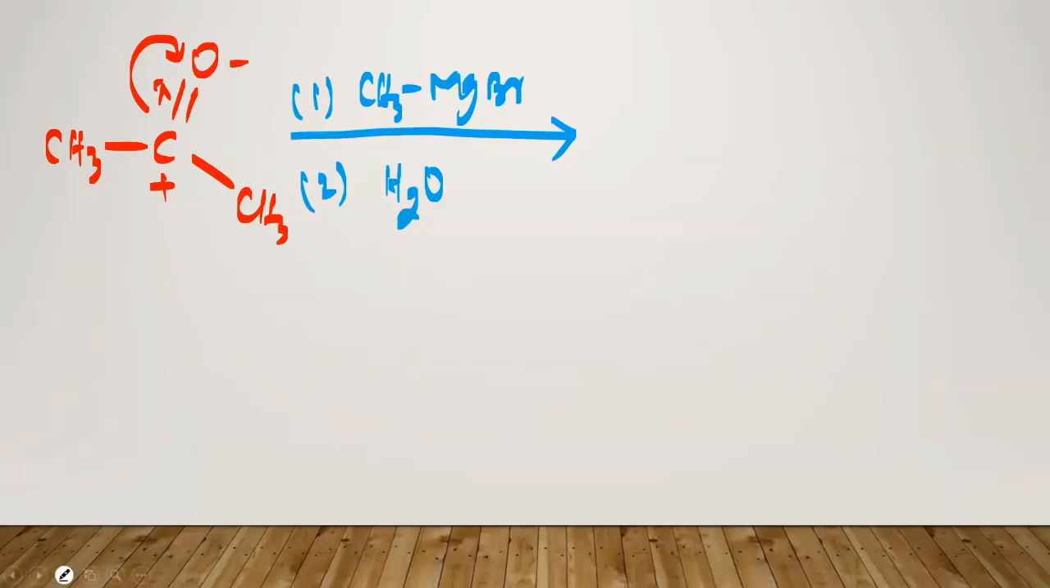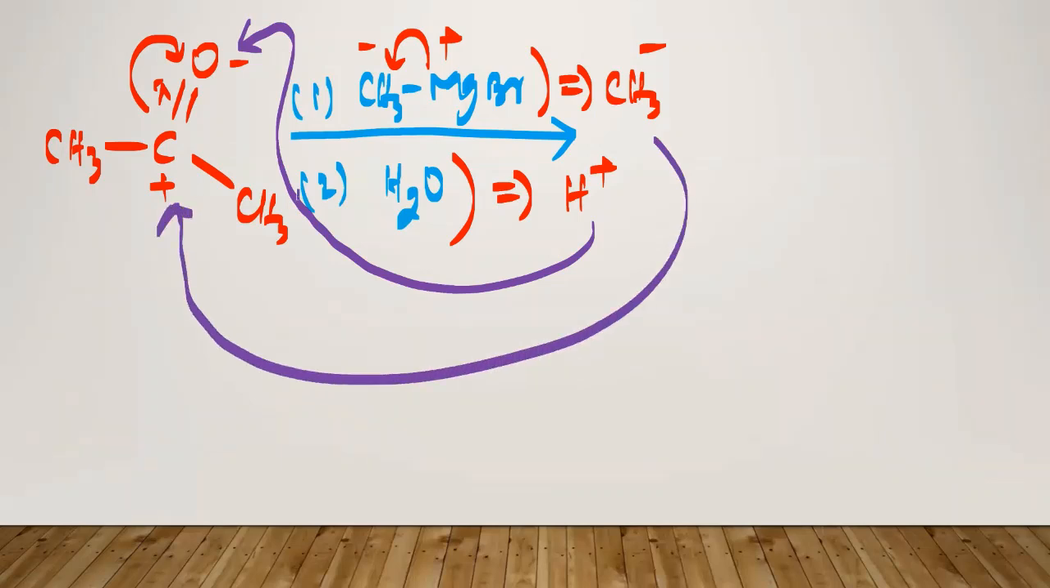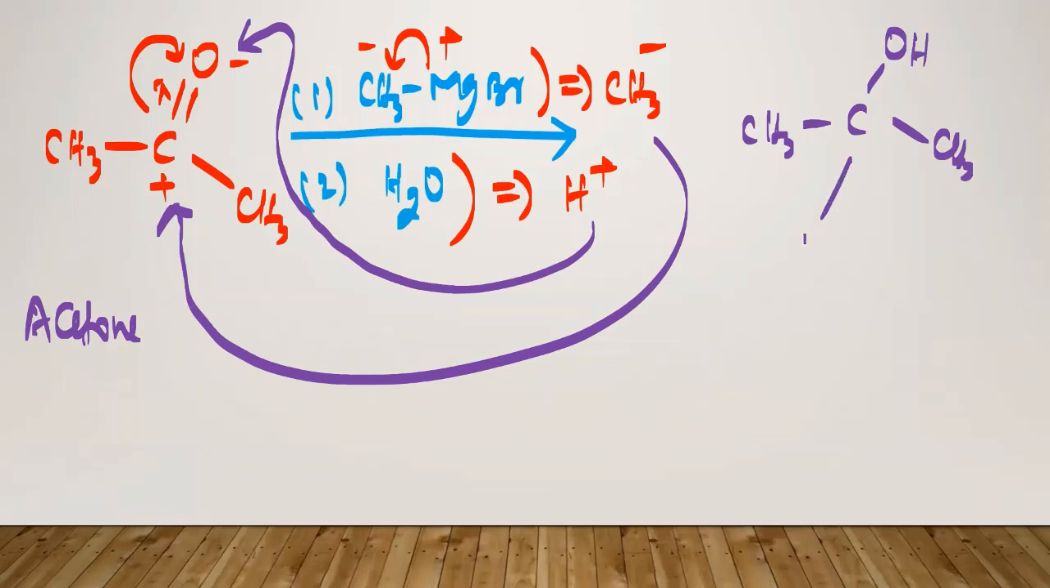So remember one thing for your competitive exams. Have a look. This is a source of R minus, and that R minus will be CH3 minus, and water will be the source of H plus. Now you can adjust these things. H plus will go to the O minus, and CH3 will go to the C plus of the carbonyl group. The substance we are using here is acetone, a ketone. So we'll have CH3, C, CH3, then OH, and finally CH3.